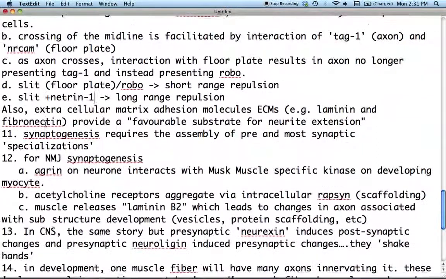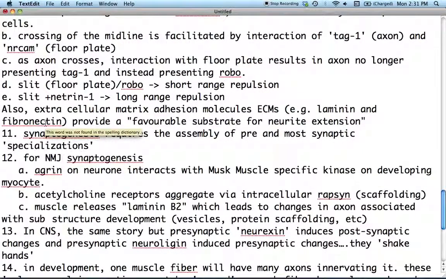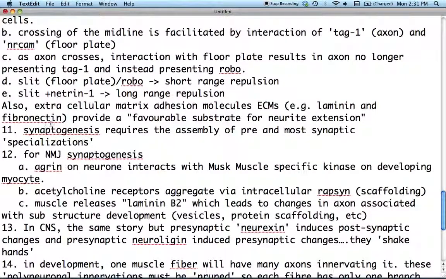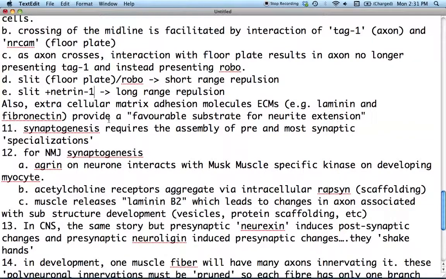Also, extracellular matrix adhesion molecules, for example, laminin and fibronectin, provide a favorable substrate for neurite extension. And so these ECM proteins can be associated with the axon or with whatever it's crawling along, like basal lamina or whatever.